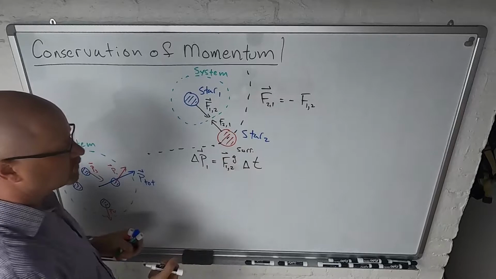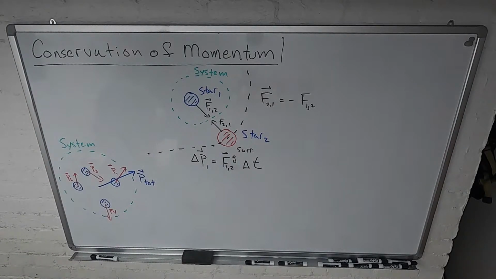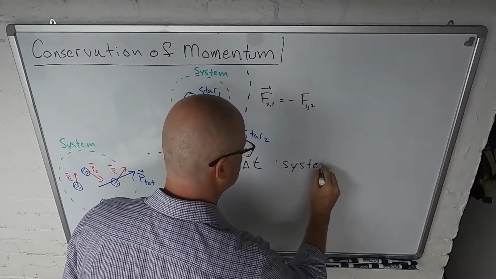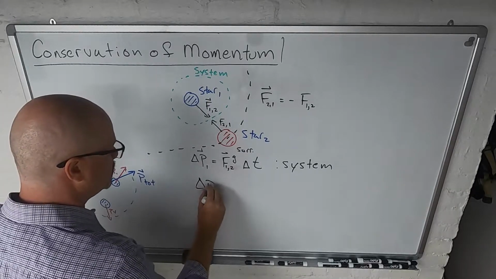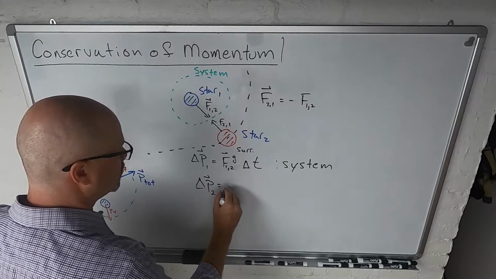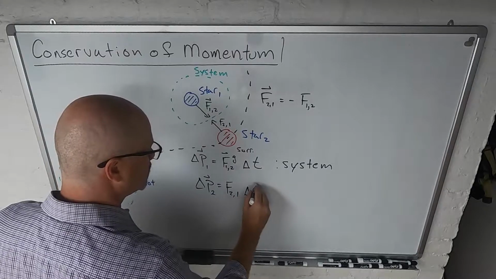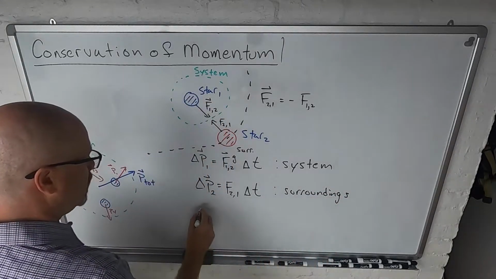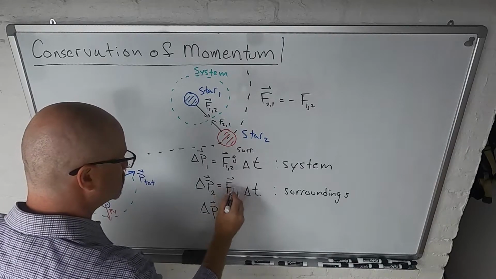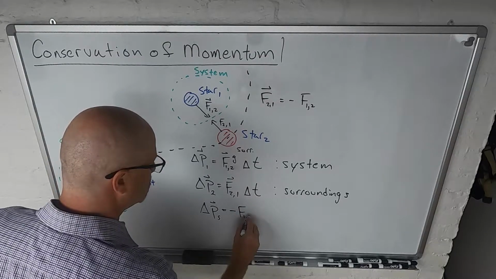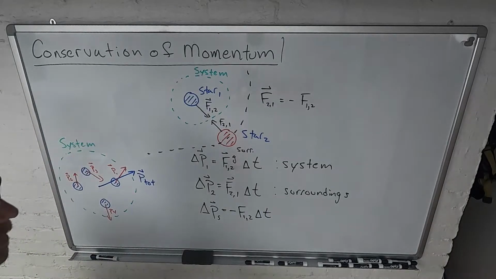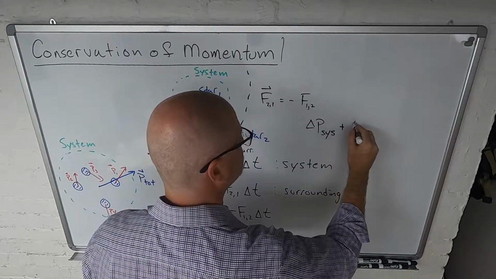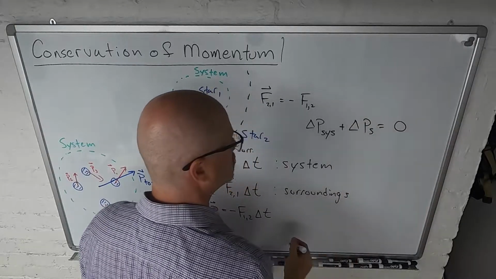And we can also calculate the change in momentum for our surroundings. So the change in momentum, this is for the system. And so we can say that delta P2, star 2, is equal to F of 2 comma 1 delta T. That's for the surroundings. And with that, we can then write that delta P2 is equal to minus F1,2 delta T. And so now, if we use our conservation of momentum principle here, delta P of the system plus delta P of the surroundings equals 0, we can try and prove that.